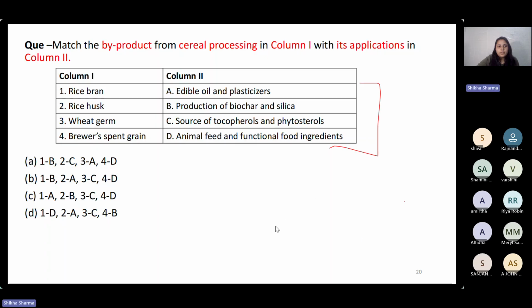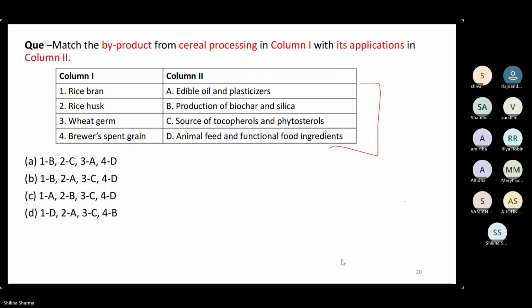Okay, Shiva is saying C here. Let's see. No, I think it's the previous one's answer. I'm not sure.